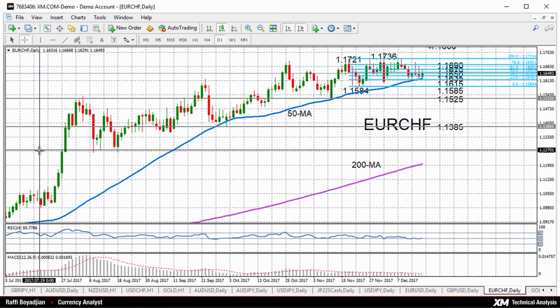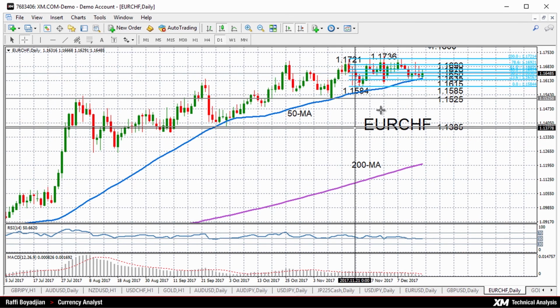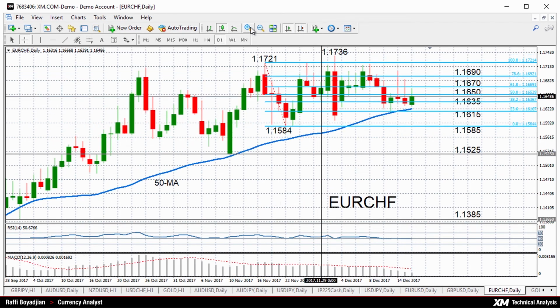We can see that the longer-term uptrend is still intact, and we also have that big gap between the 50-day and the 200-day moving averages. But the near-term bias is neutral. RSI is flat at 50. We could also see declining momentum in the medium term as well, with the MACD moving below its signal line.